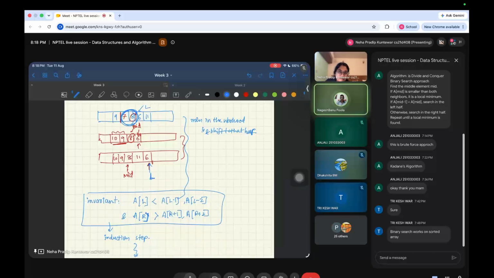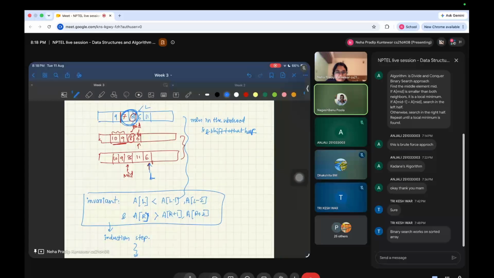Actually, in the invariant, the condition will be given, ma'am. Whatever the invariant is in that condition, we have to check in that range only.